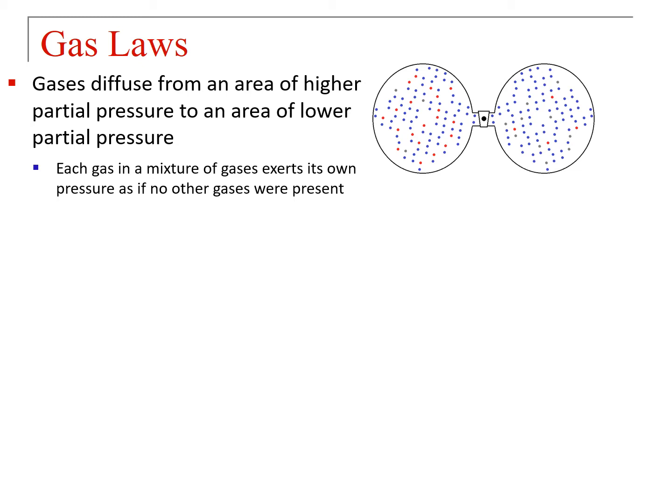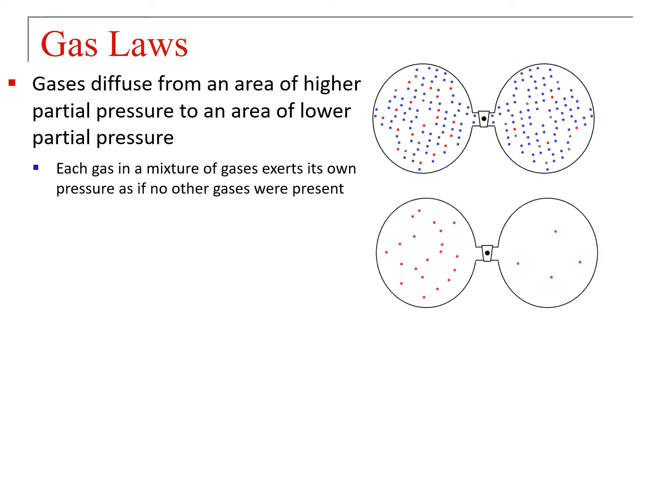One is depicted by blue, one by red, and one by gray. So just looking at this, let's take the blue and the gray dots out and just see what the red dots look like. You can see here that there's a higher amount of red gas on the left than on the right. So there's a higher partial pressure of red gas on the left than on the right.